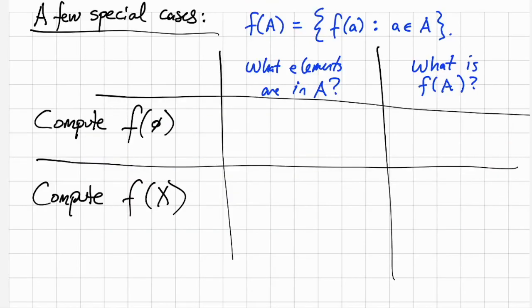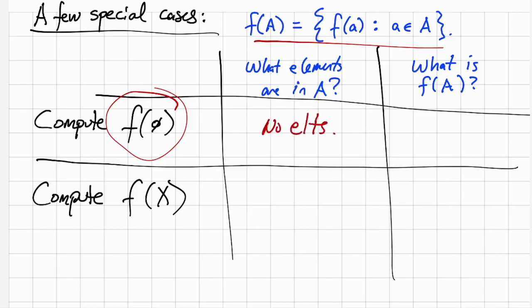Let's talk about a few special cases of calculating the image. As a reminder, here's the definition of f of capital A. So let's say we wanted to figure out what f of the empty set is. What are the elements in the empty set? There are no elements. What is f of every element in the set? There are no elements to calculate. And so f of the empty set is the empty set.